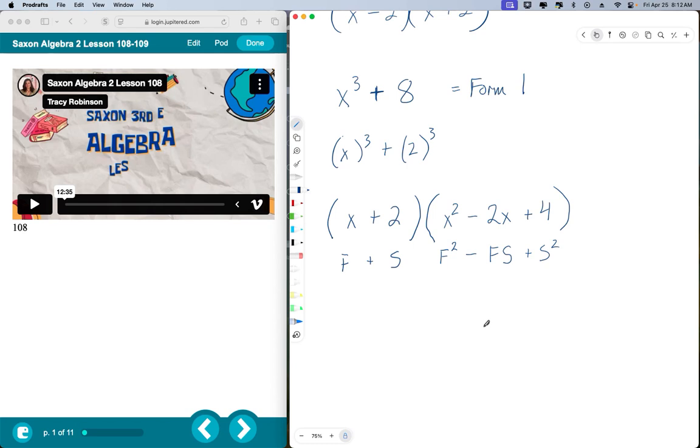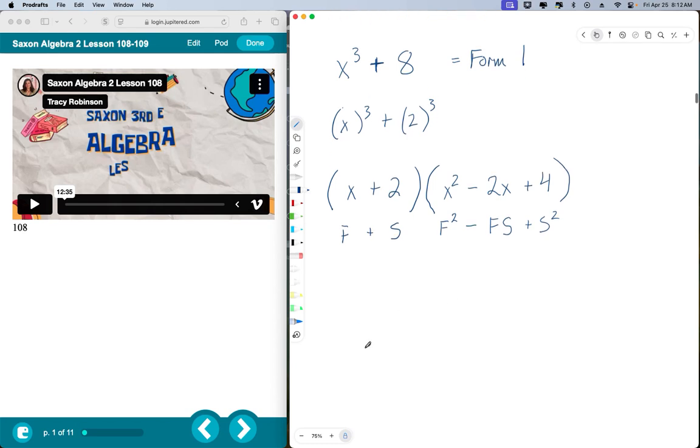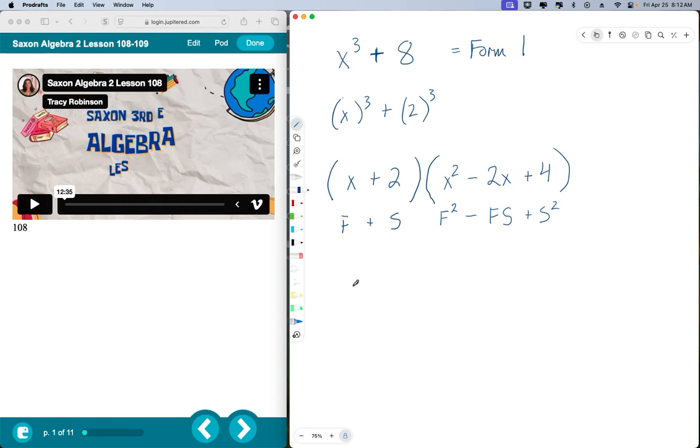The second form is when you have the minus sign. So x cubed minus 8 would be form 2. And all we're going to do is take the minus sign that's in here. Because it's using a minus sign, we're just going to move it over. We're going to swap places with the plus and the minus sign. That is the entire difference between form 1 and form 2.